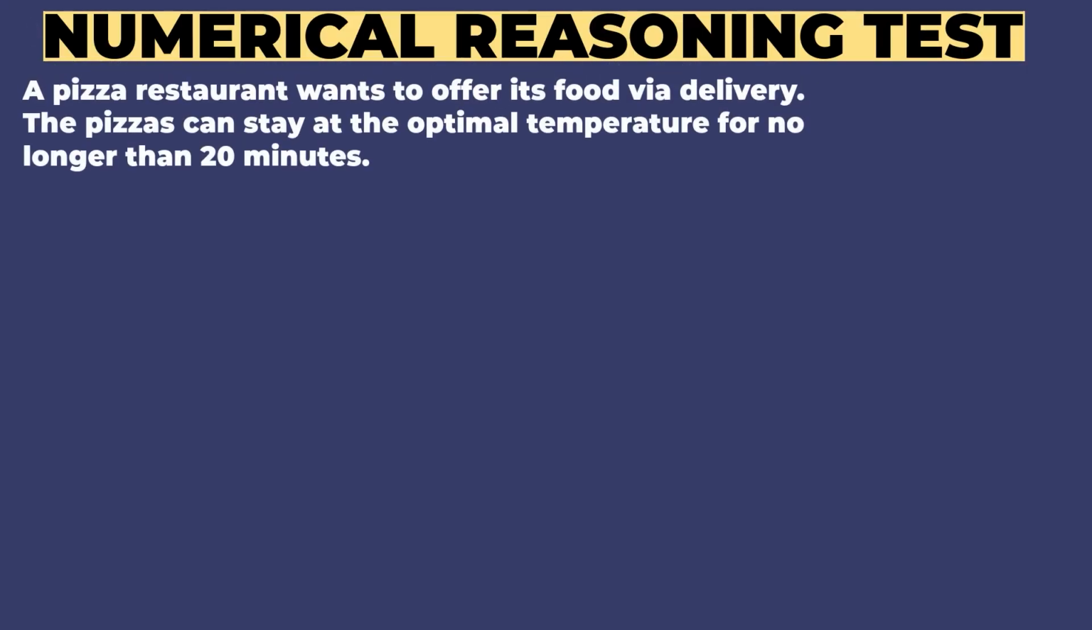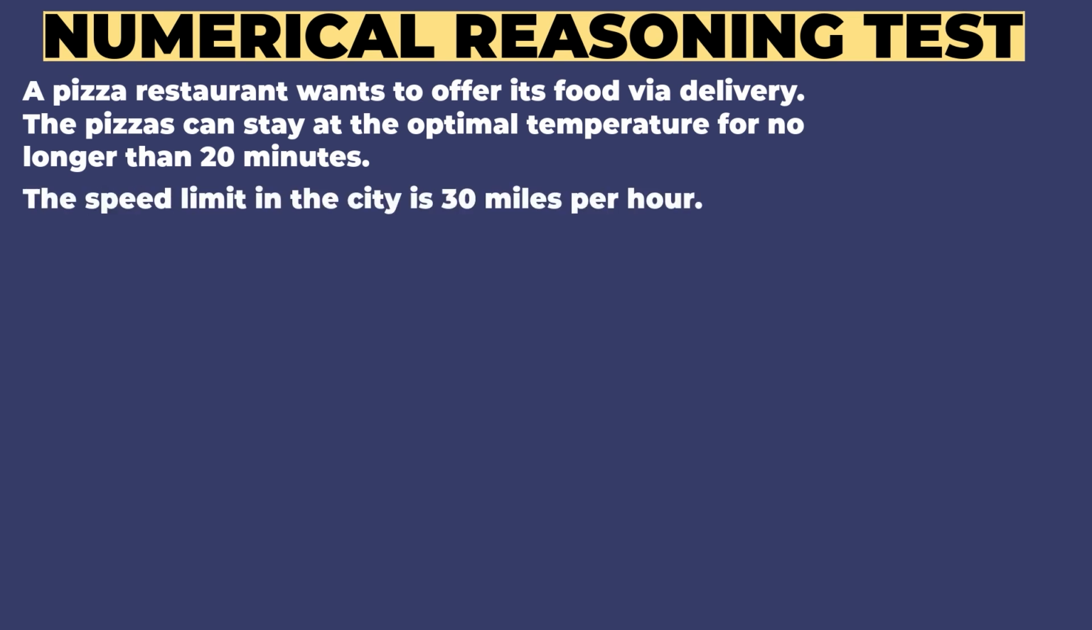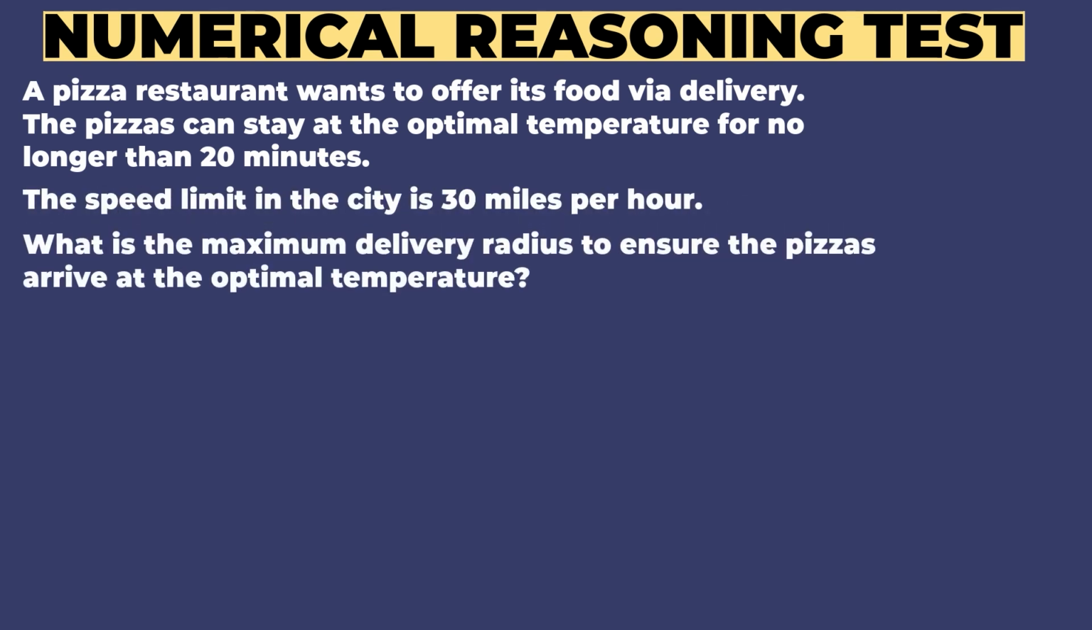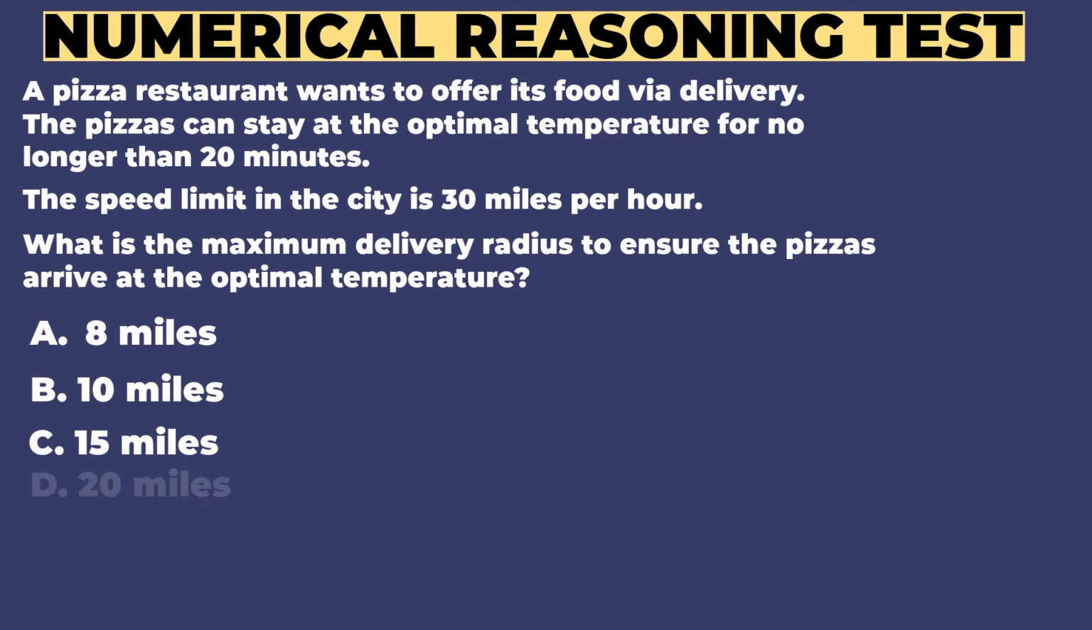Here's an example of a numerical reasoning question. A pizza restaurant wants to offer its food via delivery. The pizzas can stay at the optimal temperature for no longer than 20 minutes. The speed limit in the city is 30 miles per hour. What is the maximum delivery radius to ensure the pizzas arrive at the optimal temperature? A, 8 miles, B, 10 miles, C, 15 miles, or D, 20 miles.